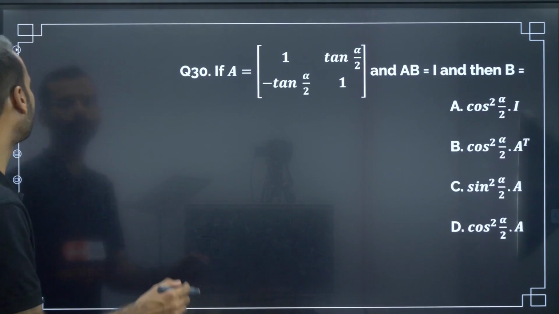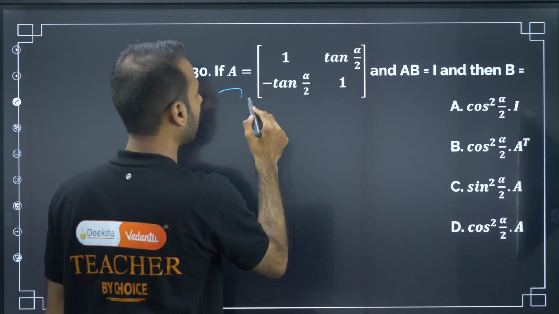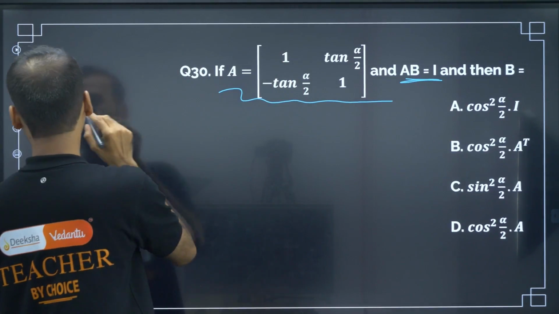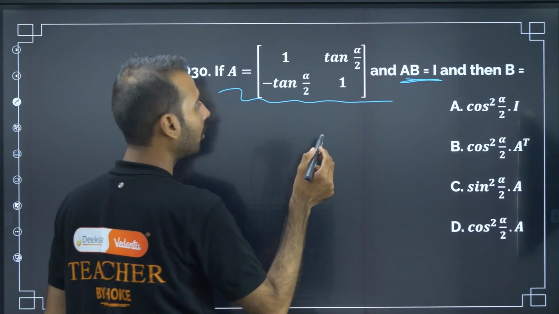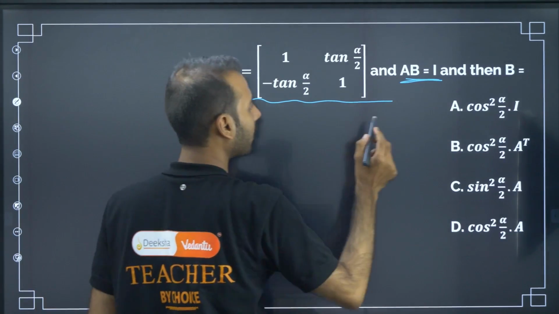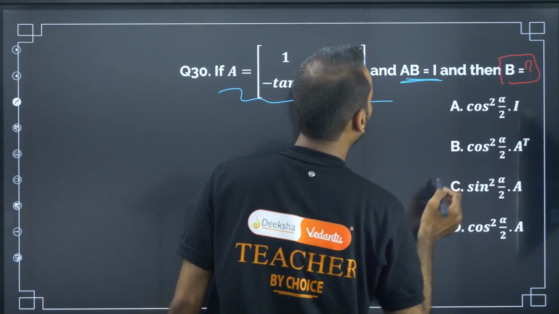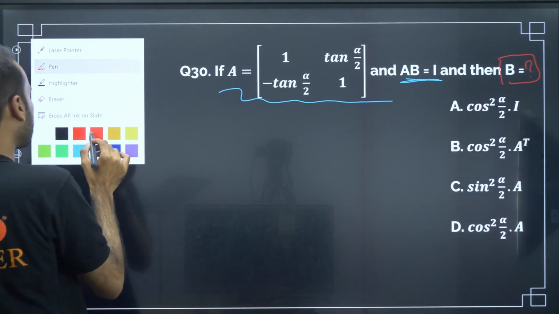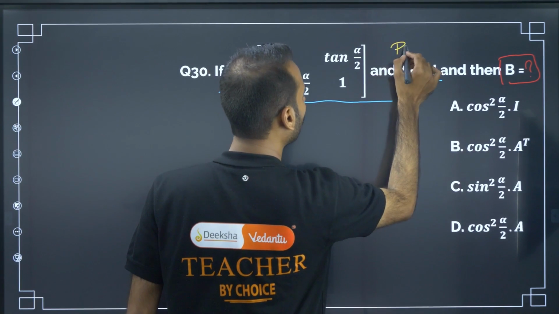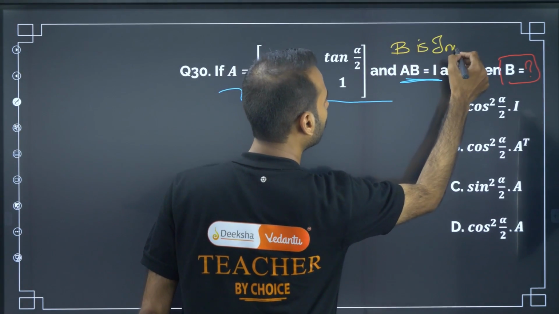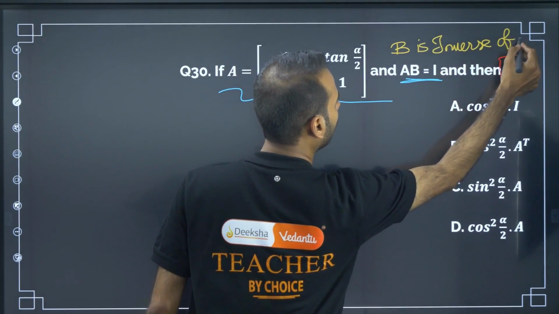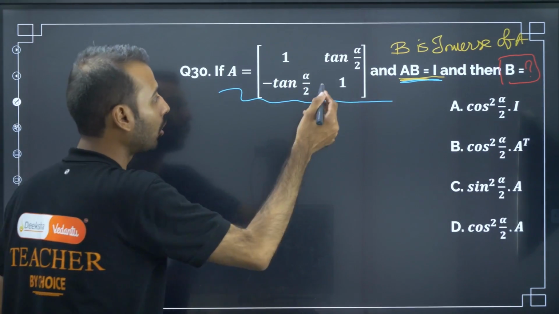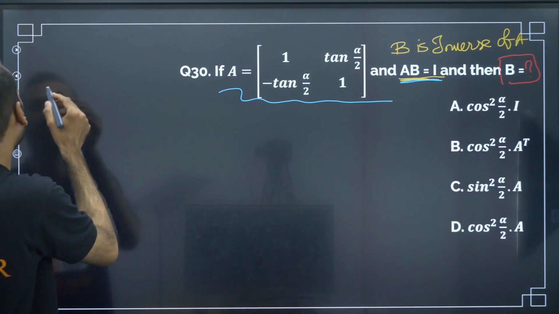If A is equal to the matrix they have given, and AB is equal to I, then B is equal to what? See, here is one point you should note. They are asking to find the value of B. AB is equal to I means we can come to the conclusion that B is the inverse of A. So they are asking to find the inverse of A.